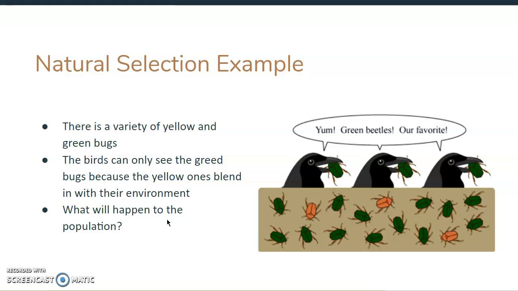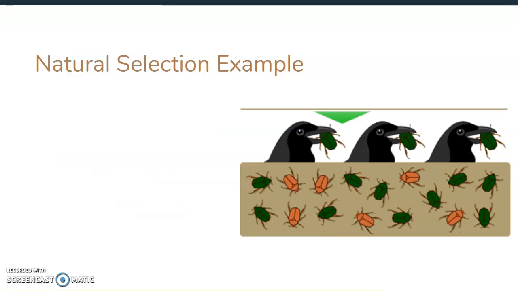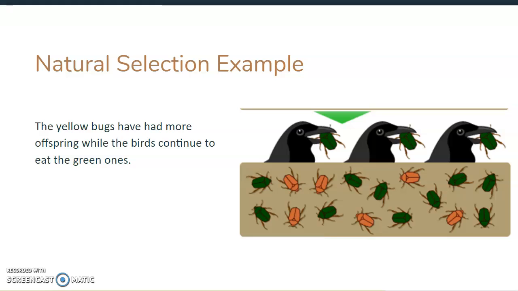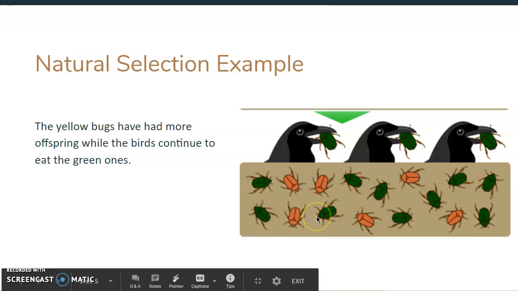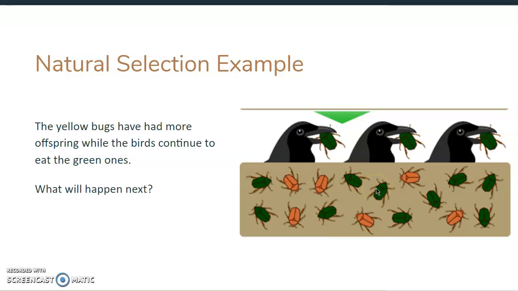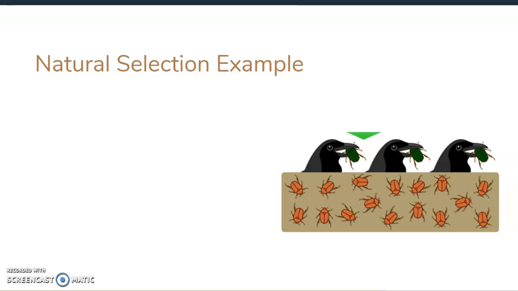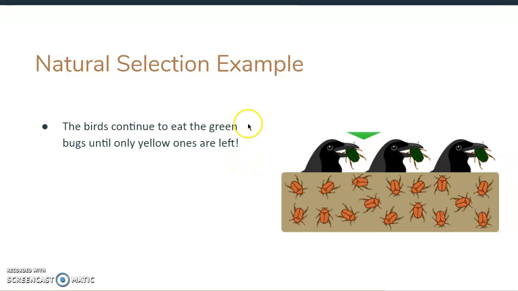So I would encourage you guys to pause the video and think what will happen to this population of bugs. The next slide says that the yellow bugs have had more offspring while the birds continue to eat the green ones. So we can see that there are clearly more yellow bugs in this picture than the green ones. So if this continues to happen, this same trend of our green ones being eaten and our yellow ones surviving, what's going to happen? Again, I encourage you to pause the video to think. So after the birds continue to eat the green ones until all the green ones are gone and we only have yellow ones.